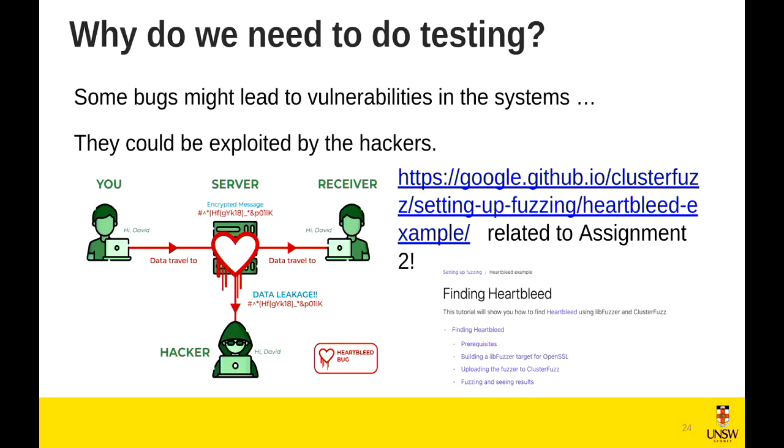This bug was originally found by an ethical hacker, luckily, and he reported it to the OpenSSL community, and he found this bug by manual review, not fuzzing here. But this bug could be found by fuzz testing. So this fuzz testing is related to assignment 2, and it is very useful for detecting vulnerabilities.